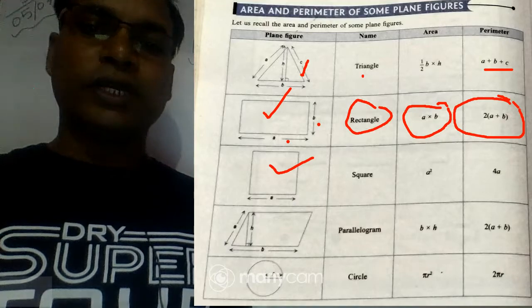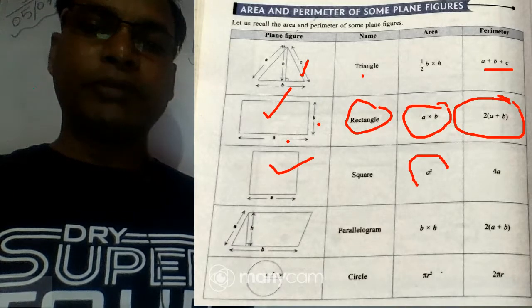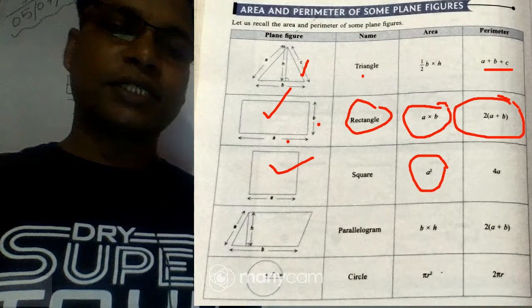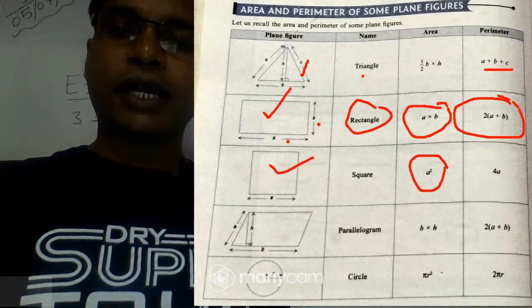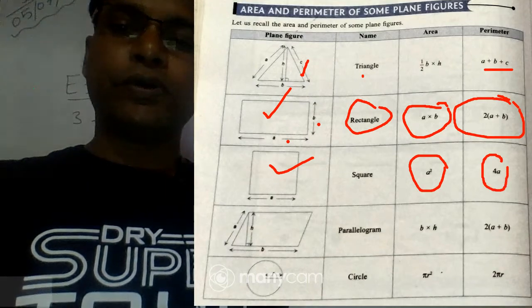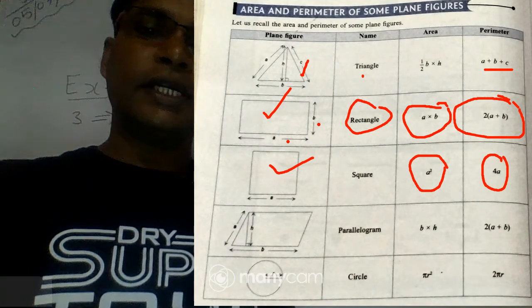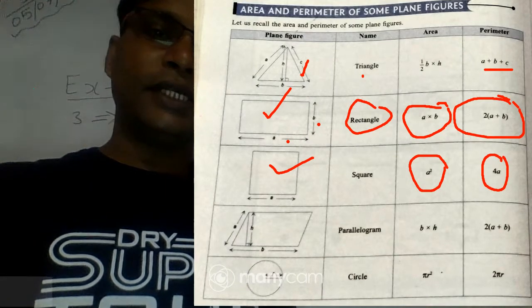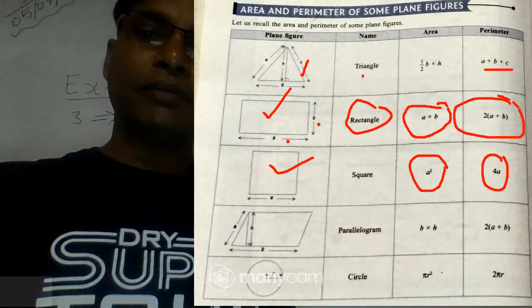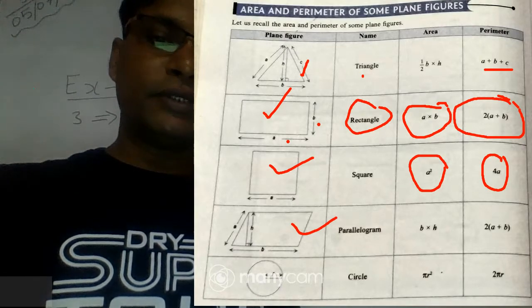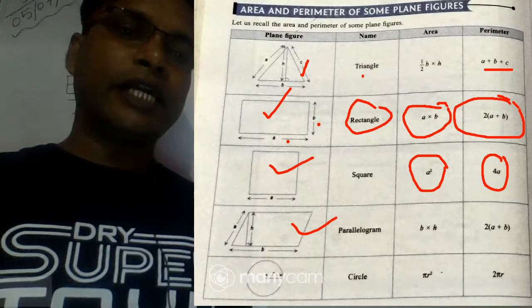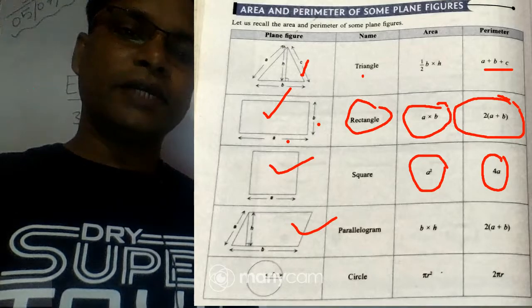Okay, and this is a square. This is a plane figure. In a square all sides are equal. So area of a square is a square, meaning square of the side. You can say side into side. Perimeter of a square is 4 into the length of the side. Here the length of the side is A, so the perimeter becomes 4A.